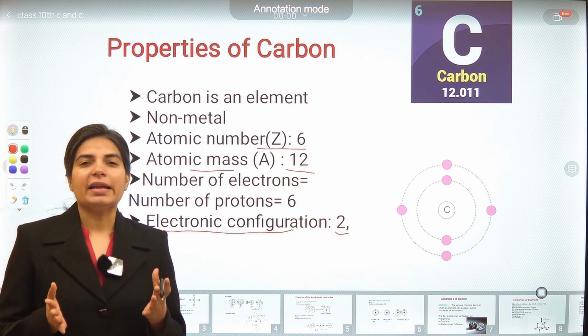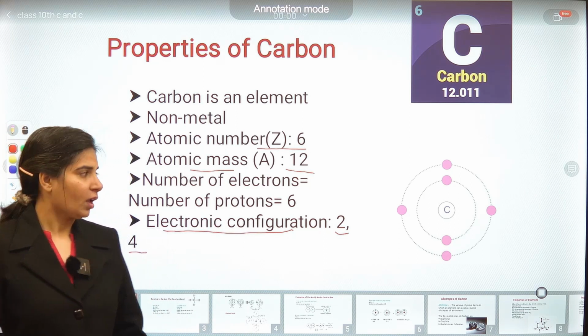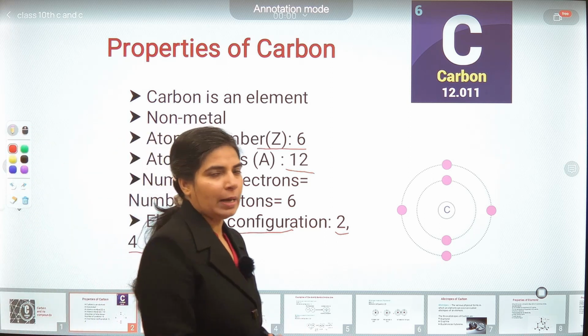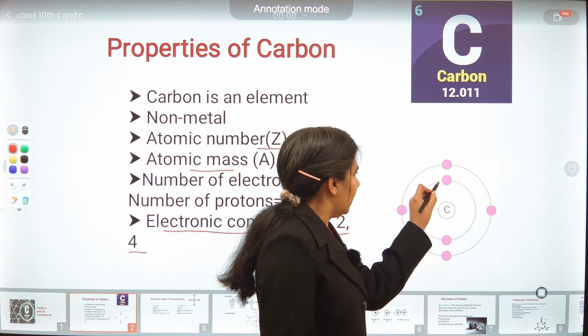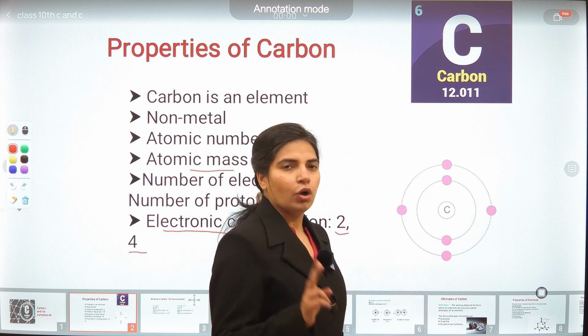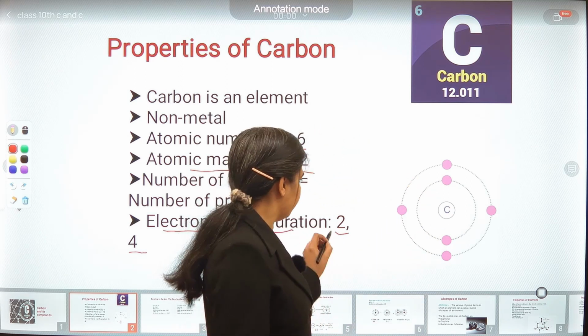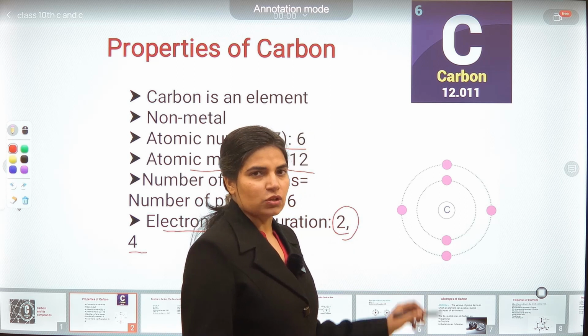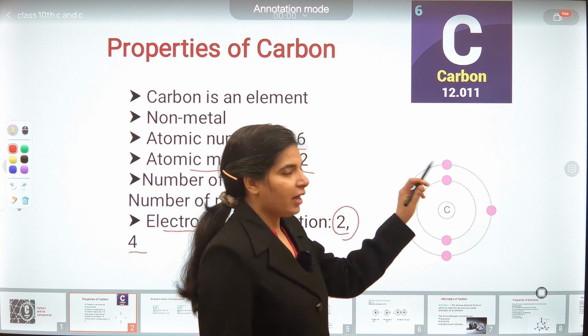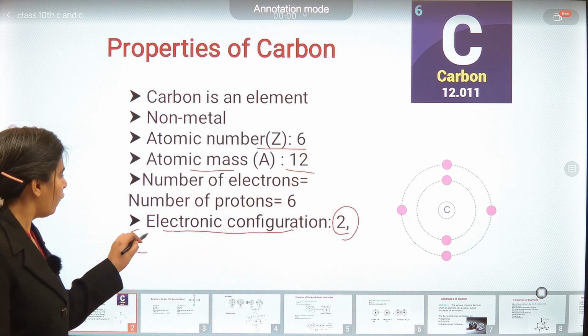Now, what does that indicate? It means in case of carbon atom, the inner shell has 2 electrons, and in case of outer shell, carbon is having 4 electrons.